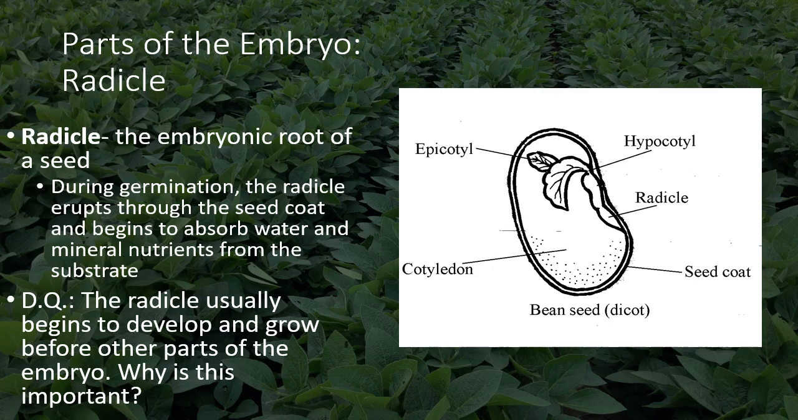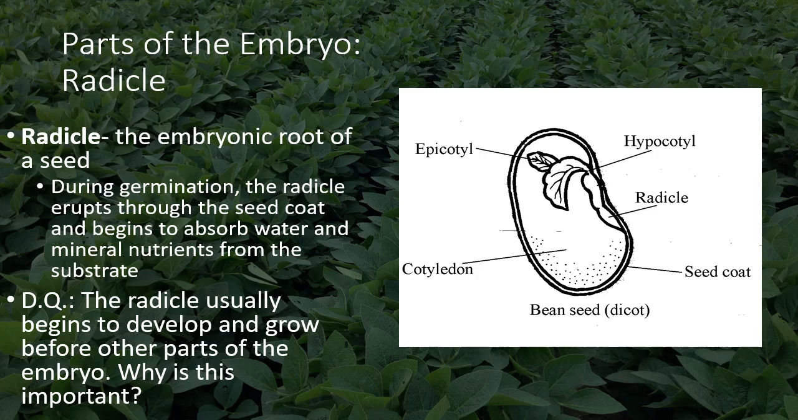The first part of the embryo that we'll discuss, and arguably one of the most important parts, is the radicle. The radicle is the embryonic root of the seed. And during germination, that radicle bursts through. Well, first the seed has to absorb some water. Once it's absorbed some water, then the radicle is able to burst through the seed coat, and it's going to start to absorb water and mineral nutrients from our substrate. That could be soil, that could be potting mix.